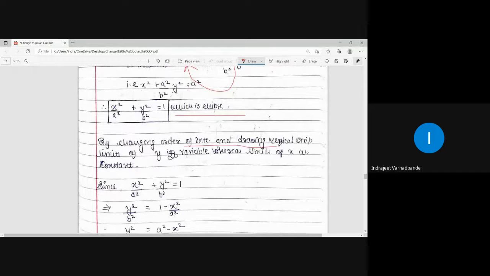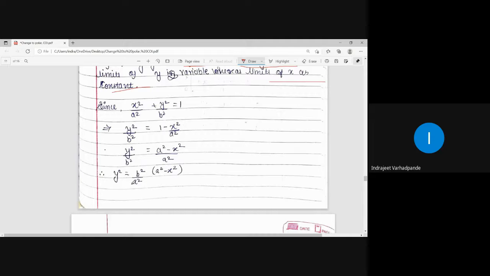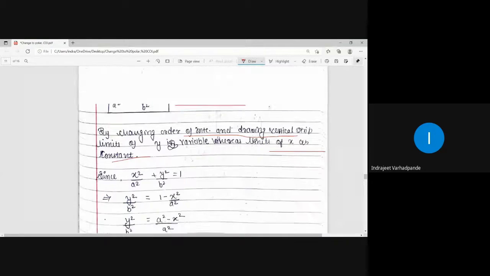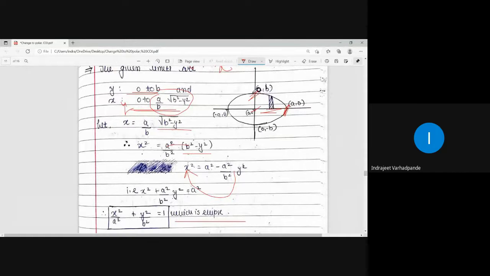By changing the order of integration and drawing a vertical strip, the limits of y will be variable and the limits of x will be constant. So accordingly, since the limits of y have to be variable, we need to simplify. y square by b square is equal to 1 minus x square by a square. y square by b square is a square minus x square upon a square. y square is equal to b square upon a square into a square minus x square. y is equal to b by a under root of a square minus x square. So the limits of y go from where to where? From 0 up to the curve.